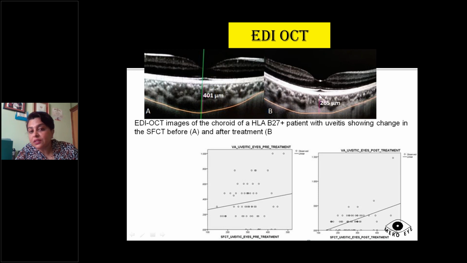This thickness decreased with the treatment. So you can monitor whether your patient, even with anterior uveitis, is improving with your treatment or not with the help of choroidal measurement using the EDI mode. And this was a patient with HLA-B27. We also found that there was a significant relation between the presenting visual acuity and the choroidal thickness, and the visual acuity after treatment with the decrease in the choroidal thickness.